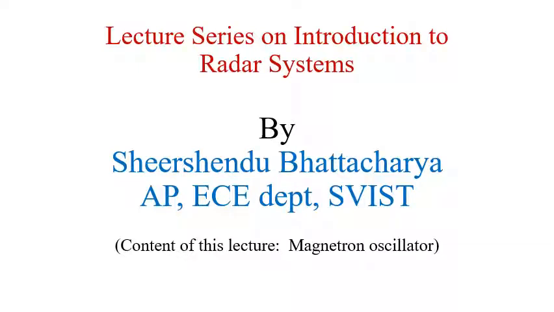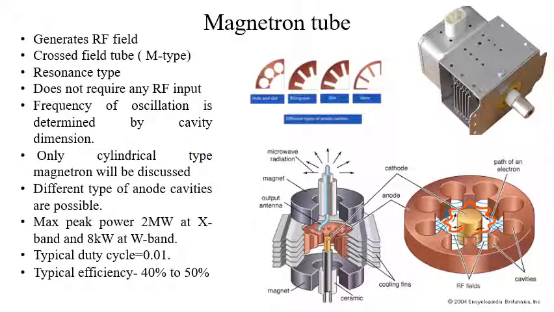In the lecture series on Introduction to Radar Systems, right now we are going to discuss the magnetron oscillator. Several types of magnetron oscillators are there, but for the sake of simplicity, we are going to discuss only the cylindrical traveling wave type magnetron.